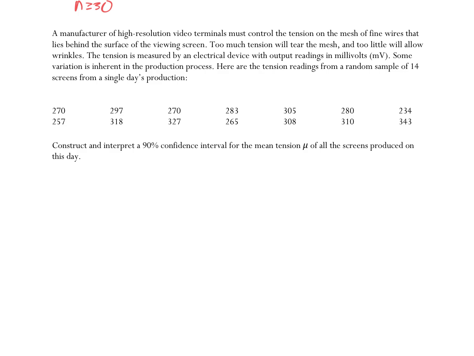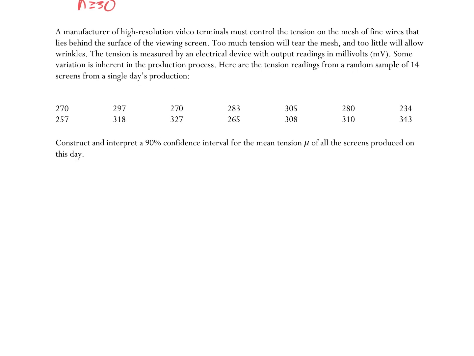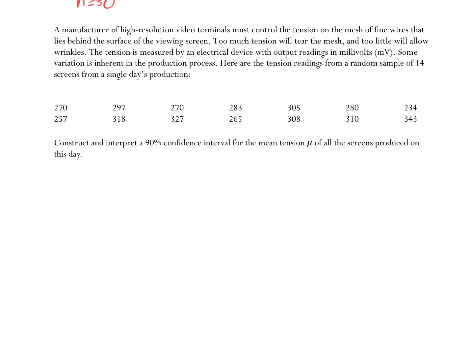So here we have our sample, and we're trying to figure out the mean tension of our screen, which is measured in millivolts. Everybody good? So this is 343 millivolts, 310 millivolts, etc. The first thing we want to ask ourselves is, should we be doing a z interval or a t interval for mu? How do I make that decision?